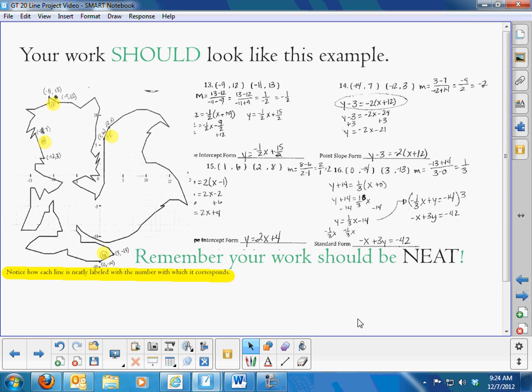Here's an example of what your work should look like. Picture is right here again. These are a couple of their different line segments that they chose. I can see the slope. I can see point slope form, slope intercept form. Very neat, easy to follow. All the work is there. I can clearly tell that this person understands what they're doing and how this process is done.